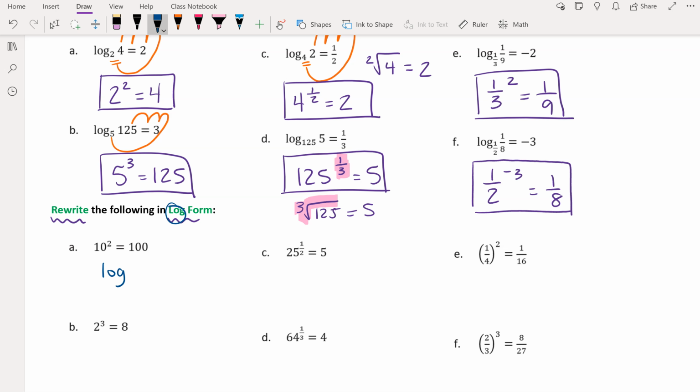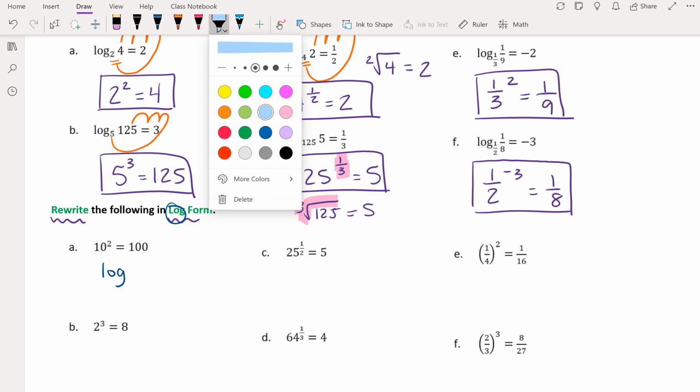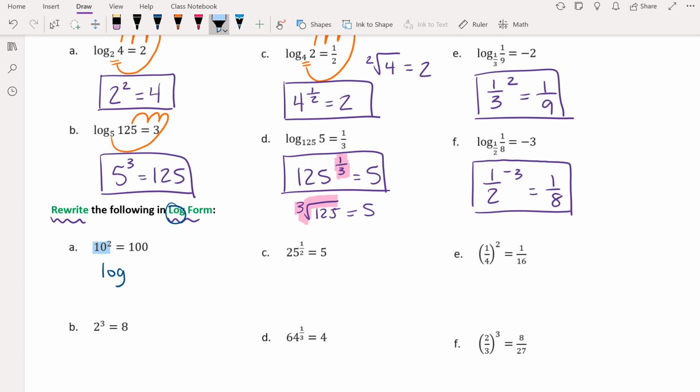And then what I want you to do is always remember the base comes next. Which one of these numbers is the base? 10. The very first number is always going to be your base. So log base 10. And then logs equal exponents. What is my exponent? My exponent's going to go on the other side of the equal sign. My exponent is 2. So the 100 has to go here.